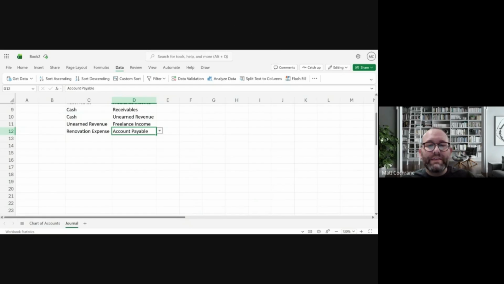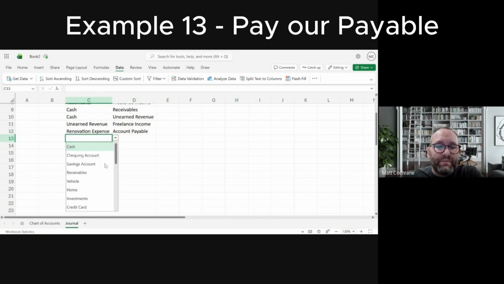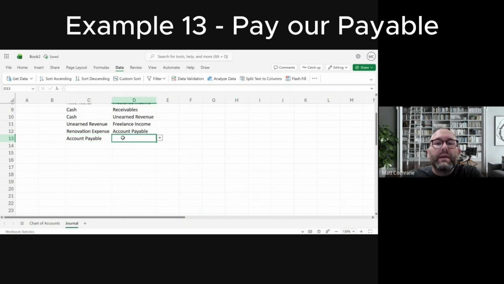So example 13 is, how do we adjust this once it comes time to make the payment? So again, the accounts payable was increased with a credit, liabilities increase with a credit. It's going to decrease with a debit. So we debit the accounts payable account for the amounts that we pay. And how do we pay? We pay with cash. So cash decreases with our credit.